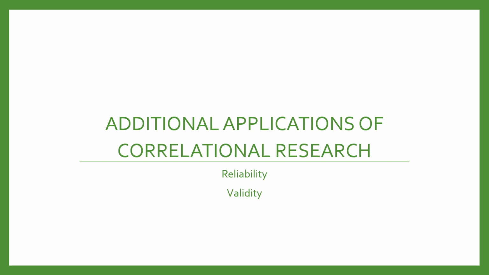We are now going to switch our focus to reliability and validity and how correlational research can help with that. And you will see an example of the Cronbach's alpha, the little weird correlation coefficients that we ignored here in a bit.